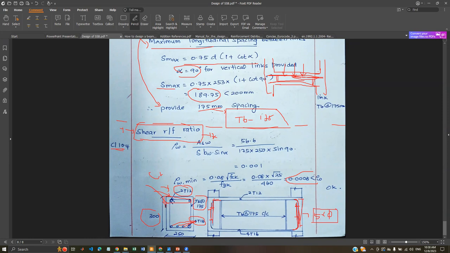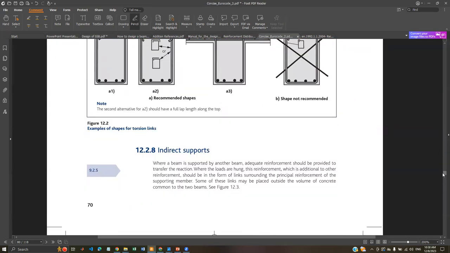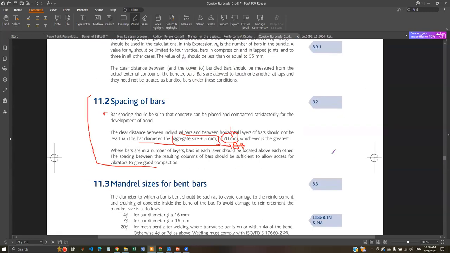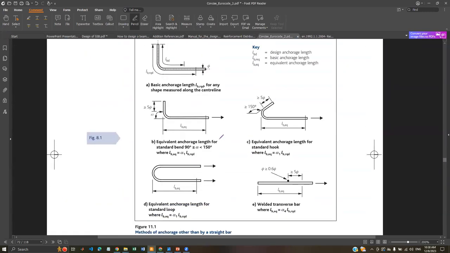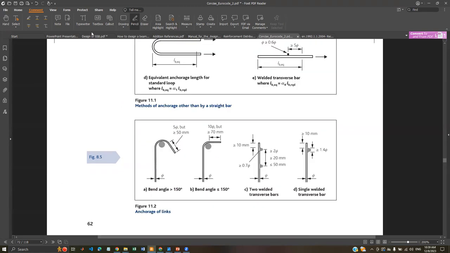So where did I find that? You can find everything in the code, as it is specified here. I need to go for 11, and you can see here it's generally pi times the bar diameter. So these are the detailing parts that are required. That's what I wanted to mention up to this level.